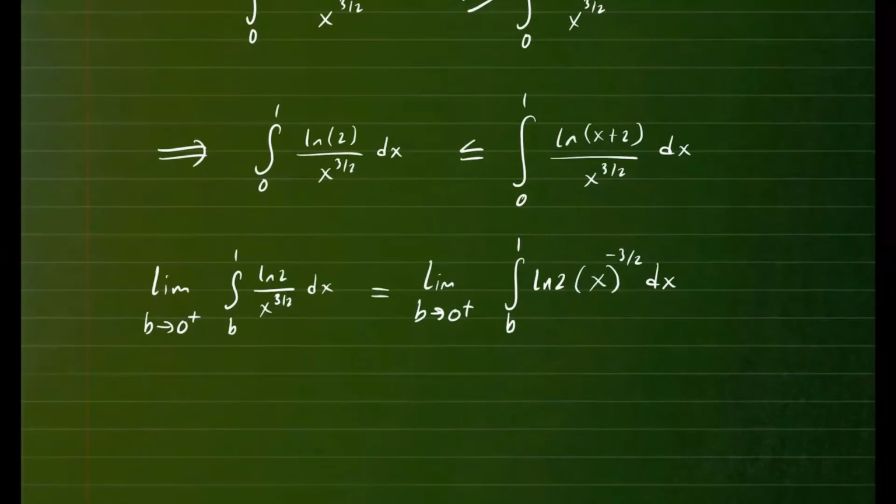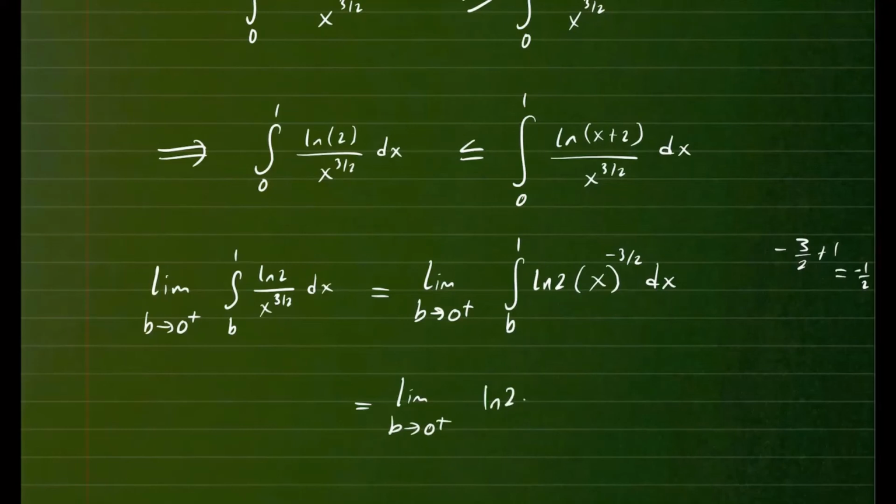So we add 1 to the power, same power goes on the bottom. So if I do negative 3/2 plus 1, that will give me negative 1/2. So you'll have the limit as b approaches 0 from the right, ln of 2 times the integral of x to the negative 3/2. We just said that's x to the negative 1/2 divided by negative 1/2, which is the same as multiplying by negative 2. So I'll just write it that way, taking it from b to 1. All right, so that finishes the integration.